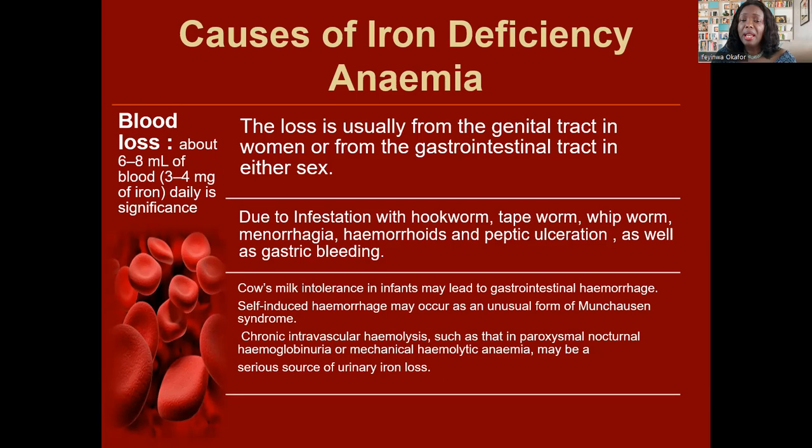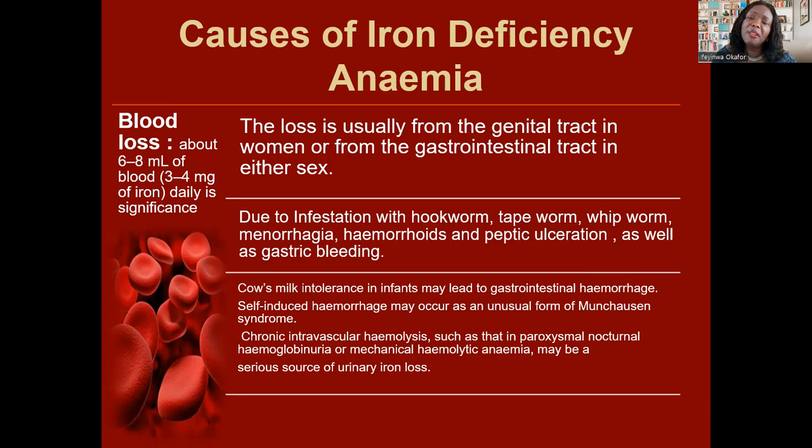It can be as a result of infestation with hookworm, tapeworm, whipworm. Studies have shown that infestation with hookworm, tapeworm, whipworm can actually lead to development of iron deficiency anemia. But the degree of anemia depends on the intensity of the infection. Then menorrhagia, increased frequent menstruation, can also cause iron deficiency anemia. Hemorrhoids, peptic ulceration can also cause iron deficiency anemia, as well as gastric bleeding. Sustained bleeding of any type can actually lead to iron deficiency.